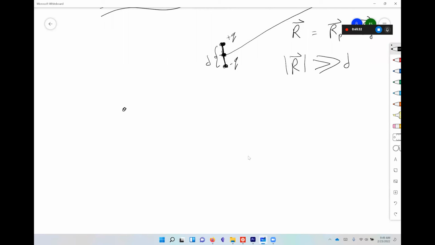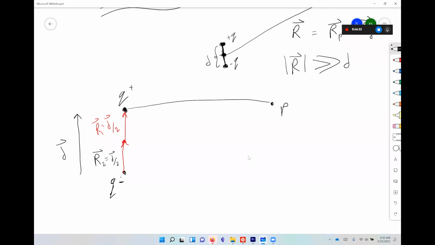So let's do the derivation. Let me draw the dipole: Q plus, Q minus. I'm exaggerating here the distance between the two charges. And then I have the center point here. I can write a vector from Q minus, and I call this R2 equals d over 2. So d is the vector that goes from Q minus to Q plus. And then R1 equals d over 2. And then I have the point P far away, and I have this R here.